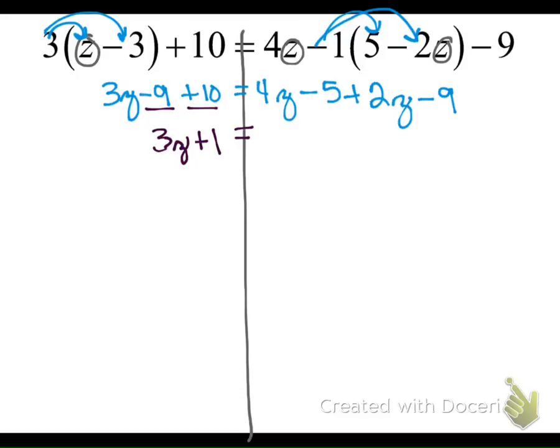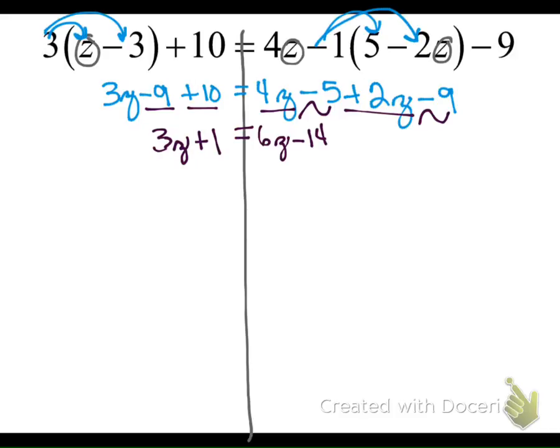So on the right side, what do I go and do? What are my like terms? 4z and 2z. Make sure you're telling me that sign in front of the number. So what's 4z plus 2z? 6z. Then what's my other like terms here? -5 minus 9. So what's -5 minus 9? Use your calculators. -14. All right. Now what do I do?